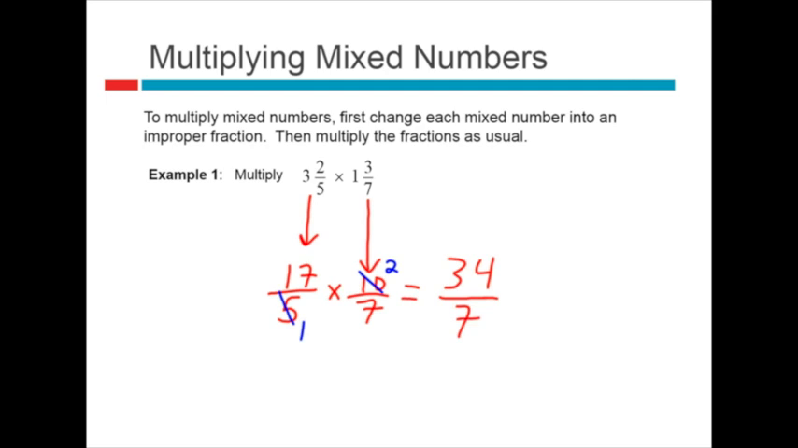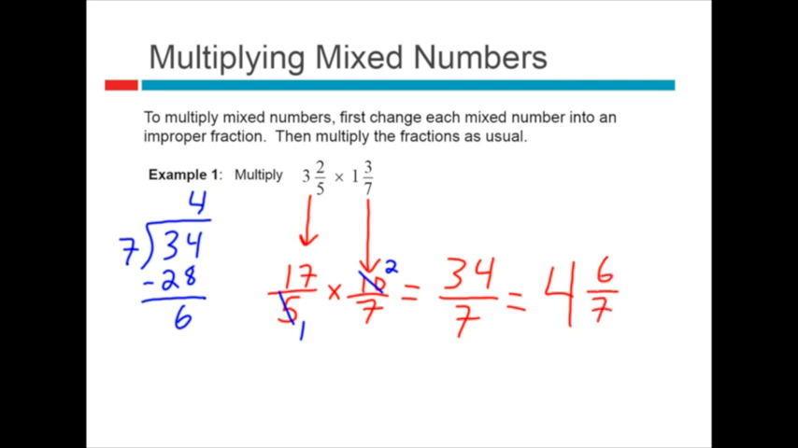So it looks like we're done, but you'll see our answer is an improper fraction, and our problem was given to us with mixed numbers. So I think we should return our answer as a mixed number. In order to do that, we just do 34 divided by 7, and 7 will go into 34 4 times. 4 times 7 is 28, and we have 6 left over. So the final answer would then be 4 6/7.